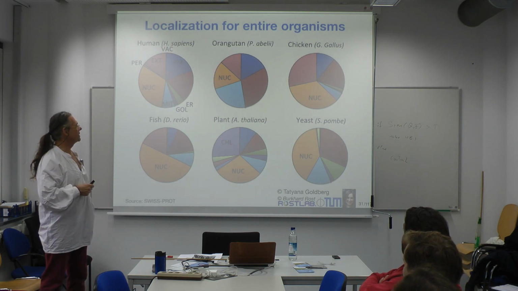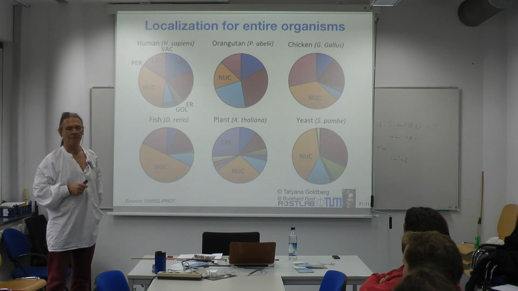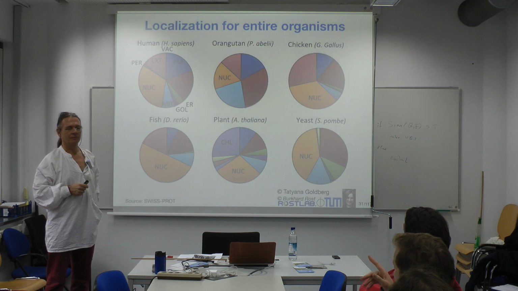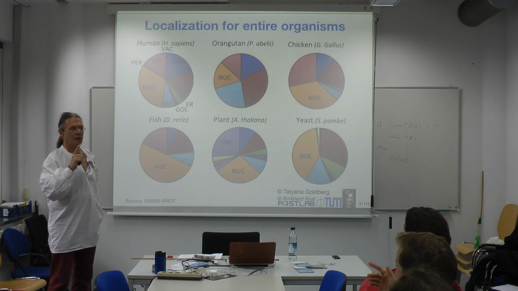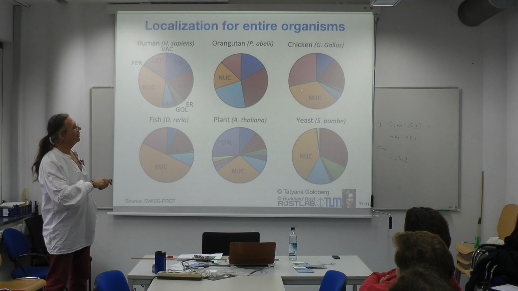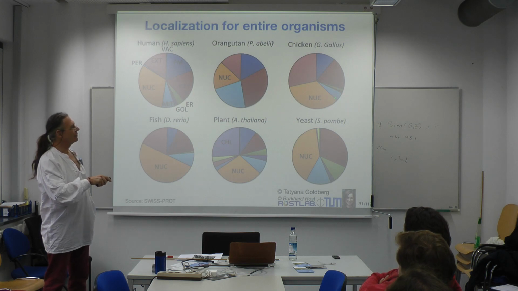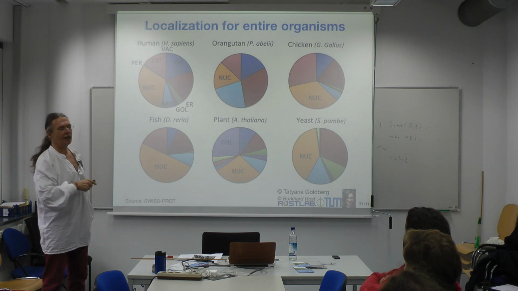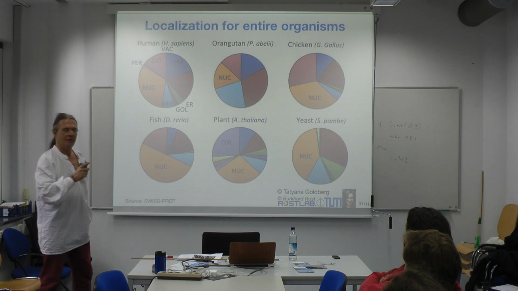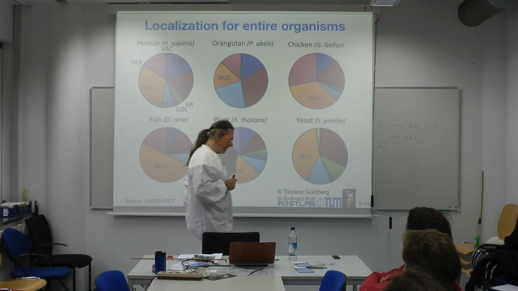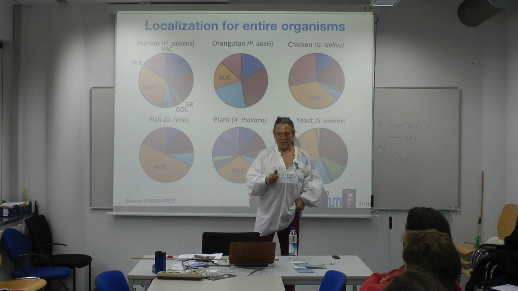Can somebody stumble over something? Yeah, it's weird that the distribution of classes is so different between human and orangutan. Even worse, for simplicity, let's look at nuclear. Human looks much more like a chicken for the nuclear protein than like an orangutan. That's odd. And there's a variety of reasons why that is the case.